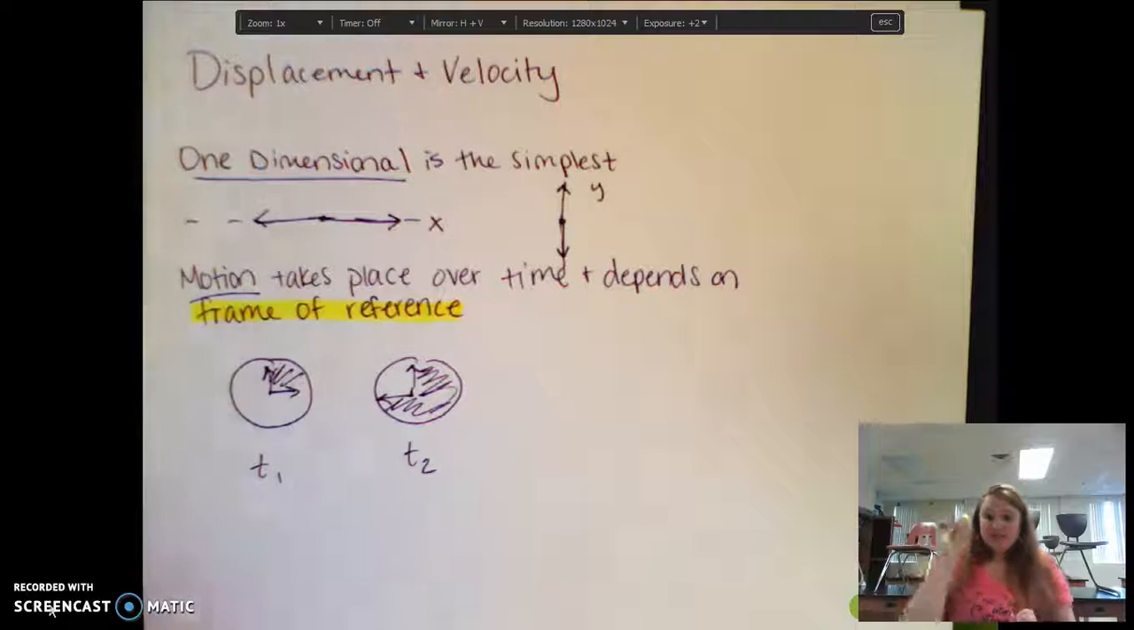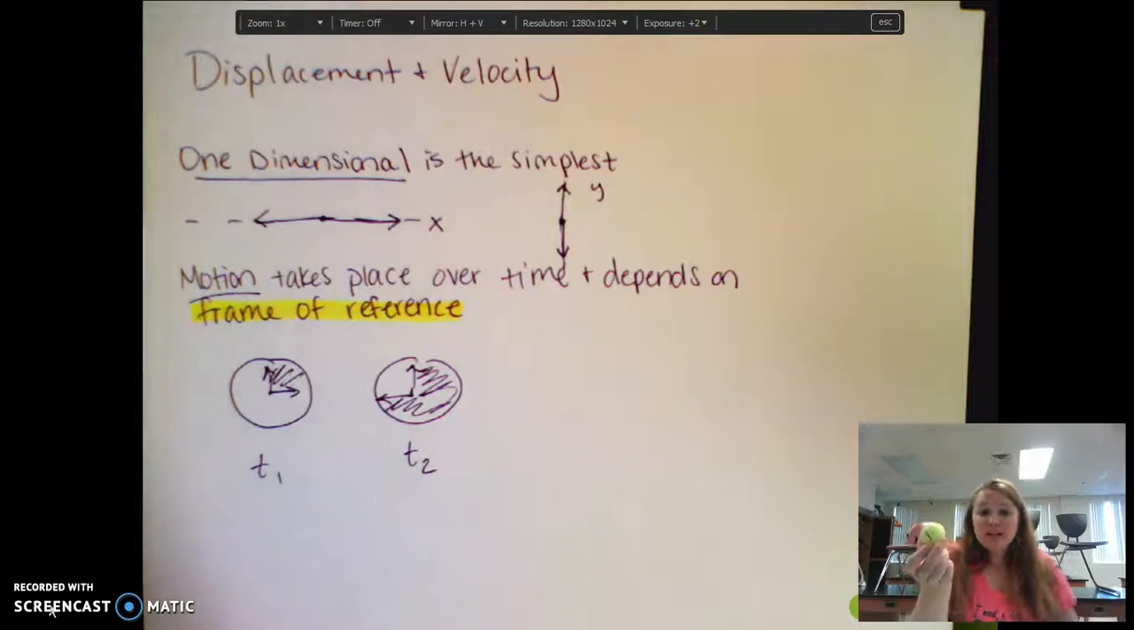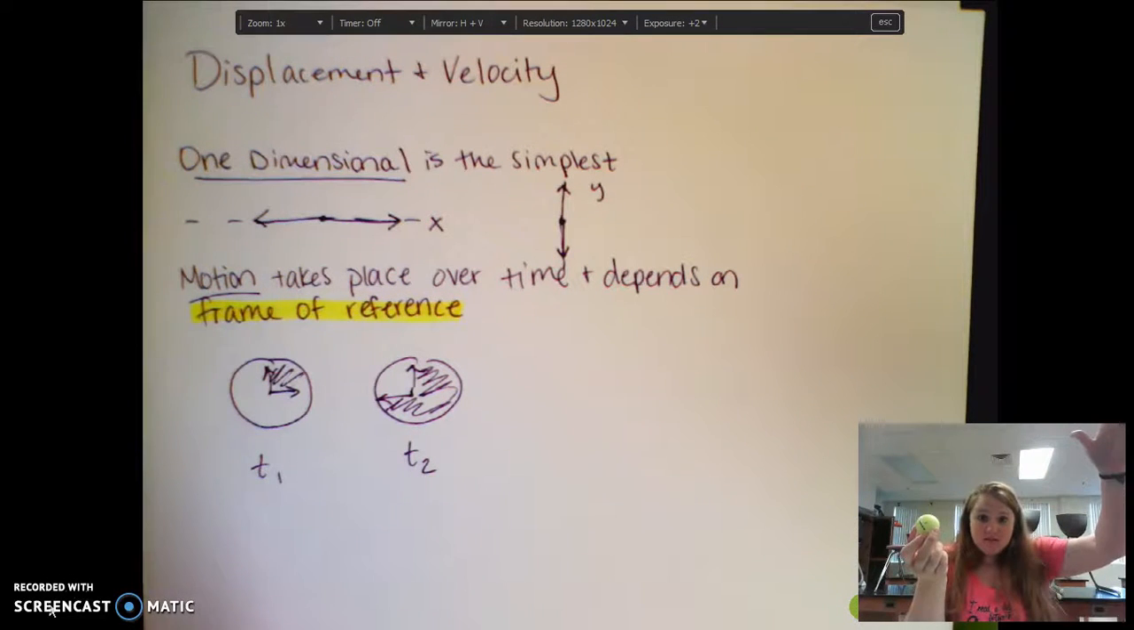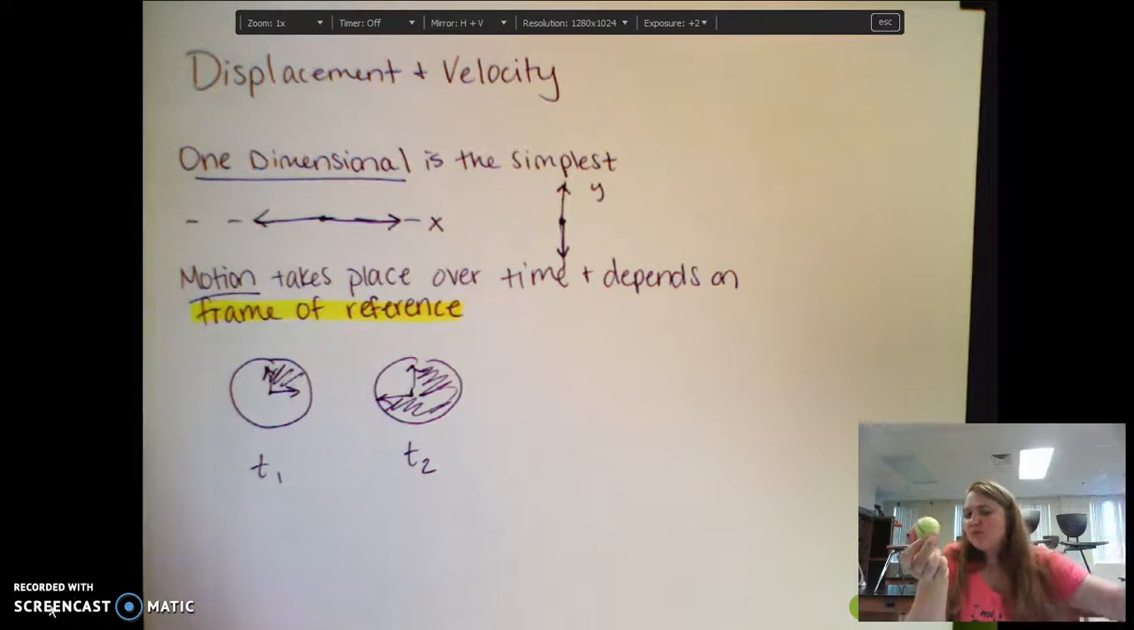Well, according to me again, the ball isn't moving. It's sitting still in my hand. According to someone down on the ground looking up at the plane, the golf ball would have to be moving because the plane is moving with it. So that's what your frame of reference is.